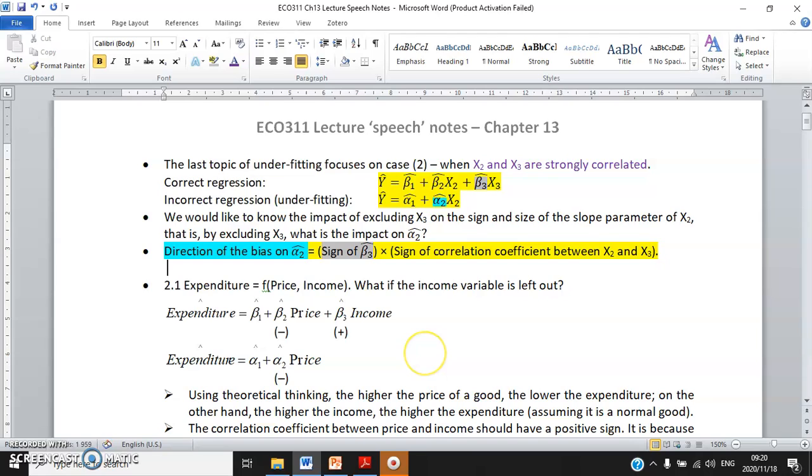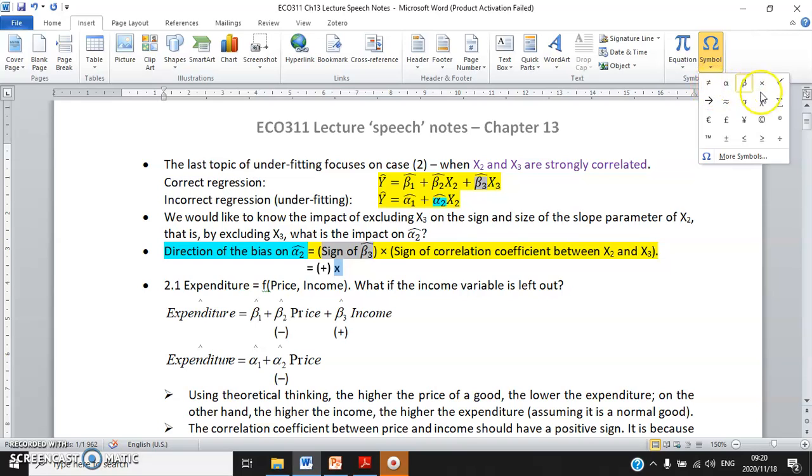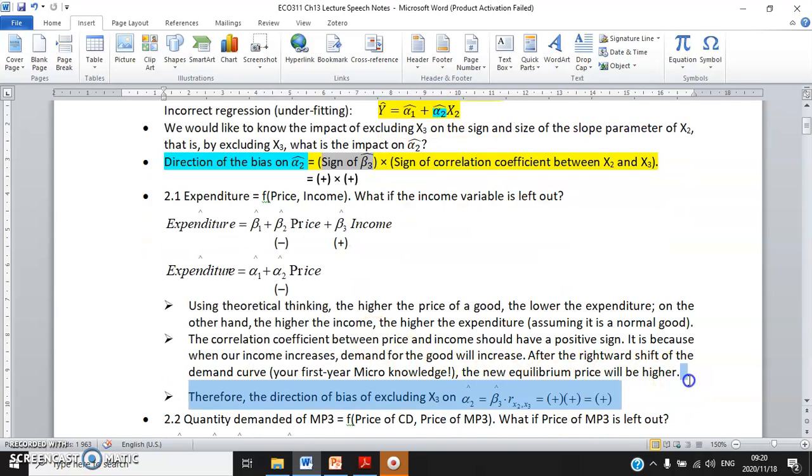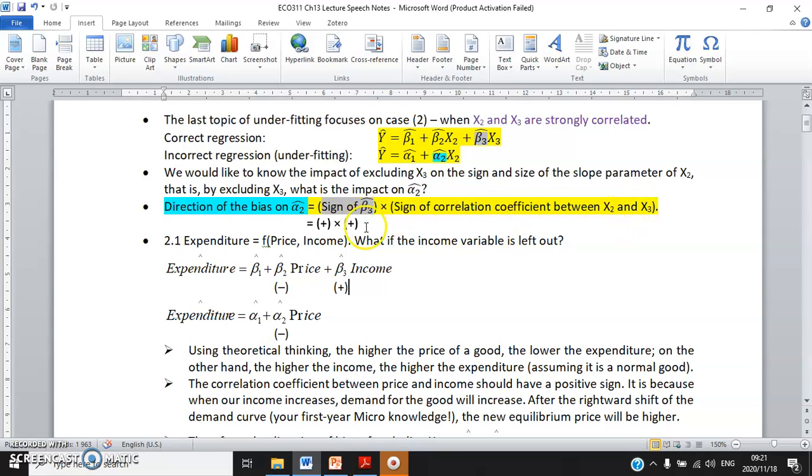Okay, so now I can make use of this equation to find out the direction of the bias. Okay, the sign of b3 hat, we already know it is positive, so it is a positive amount times, now I have to think, what is the correlation coefficient between x2 and x3? And I think the answer should be positive. Okay, the reason is, think about your first year economics, your demand supply analysis. If income increases, let's say it is a normal good, wouldn't there be an increase of demand for the product? Then it means the demand curve shifts rightwards. And if the demand curve shifts rightwards, at the new equilibrium, price would increase. In other words, don't you think there is a positive relationship between income x3 and price x2? So I expect the correlation coefficient between x2 and x3 to have a positive sign.